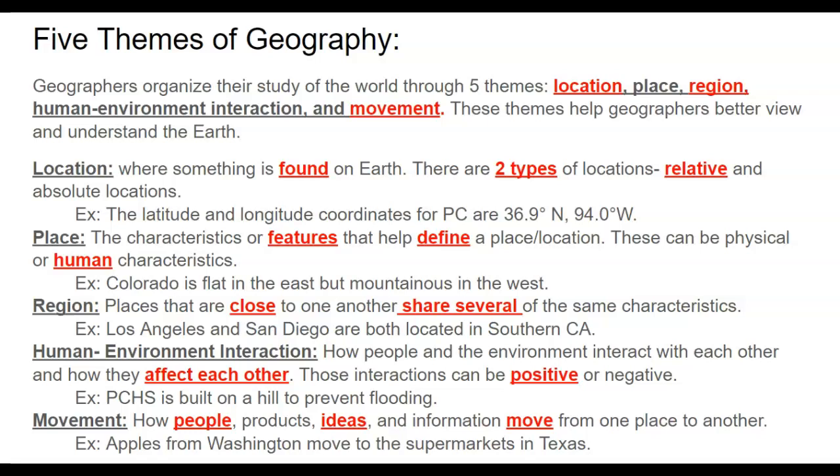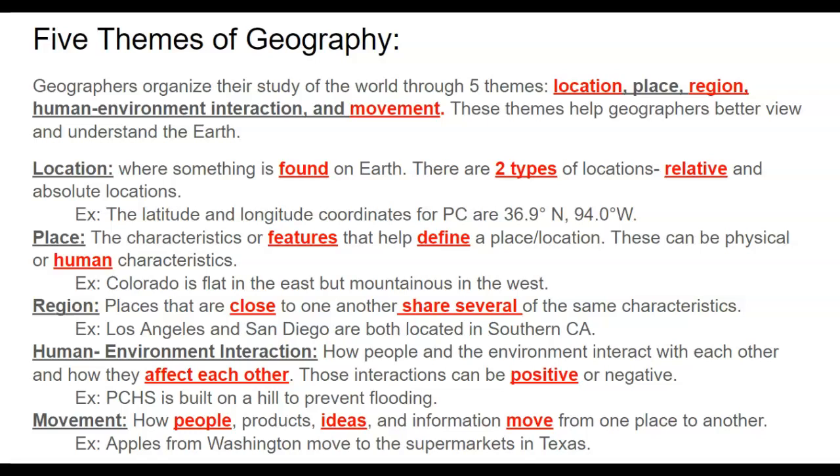Place is your second one, the characteristics or features that help define a place and location. These would be like physical or human characteristics. So for instance, Colorado is flat in the east but mountainous in the west. Tells you what it should look like. Regions are places that are close to one another and they share several of the same characteristics. So for instance, Los Angeles and San Diego are both located in Southern California.